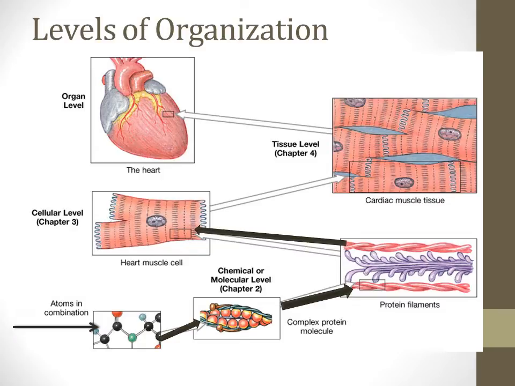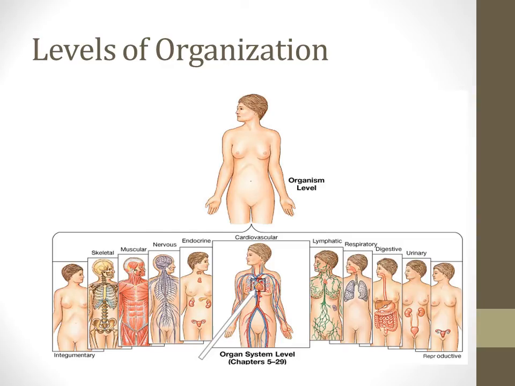This heart muscle cell also comes together to form the cardiac muscle tissue, which means the group of all the heart muscle cells now come together to form the cardiac muscle tissue, which is at the tissue level. Also, all the cardiac muscle tissue come together and form what we call the organ level, which is the heart. So the heart is formed as a result of two or more cardiac muscle tissues coming together, which is the organ level.